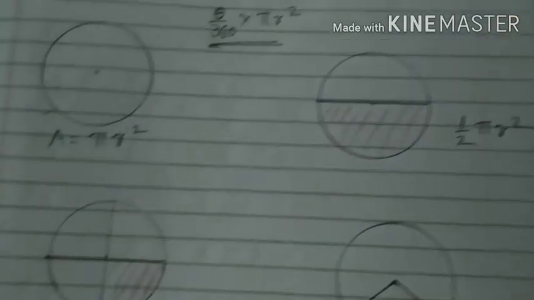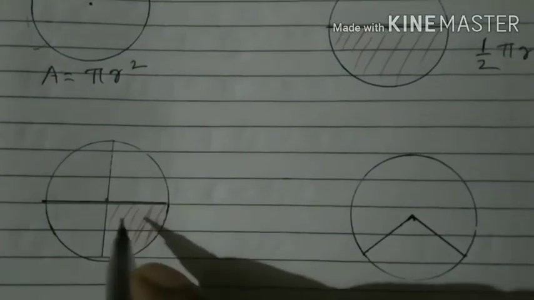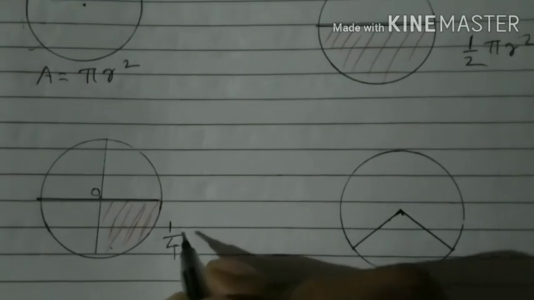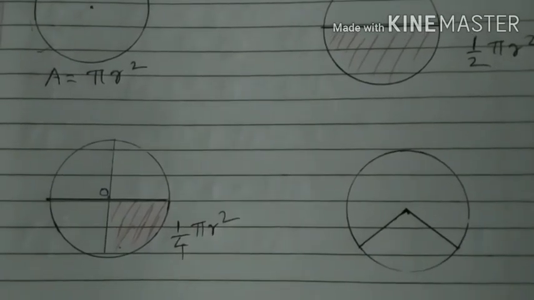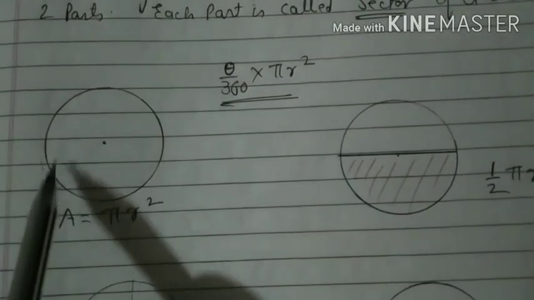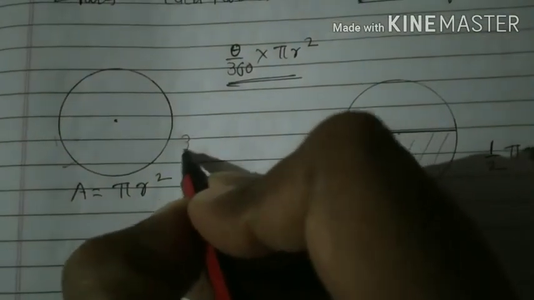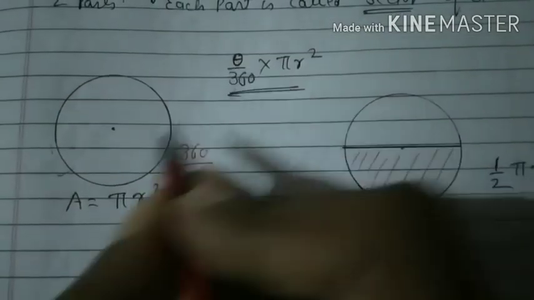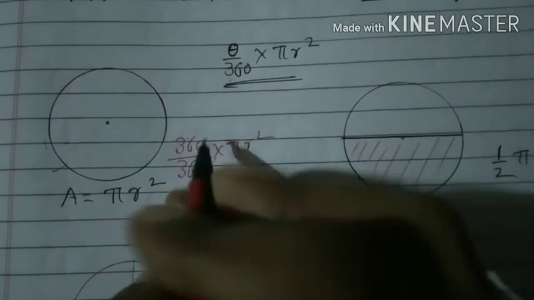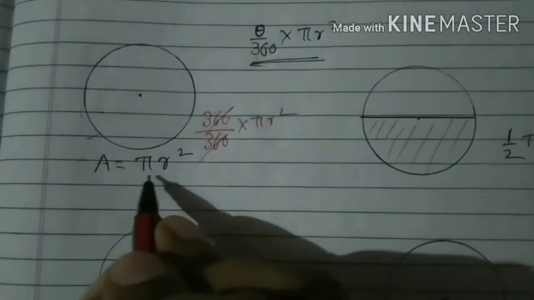Now here, again, I have divided the circle into four parts. If you want to find the area of this part, it will be 1 by 4 pi r square. Now I will explain using the formula theta upon 360 into pi r square. You know the full circle is 360, so theta is 360: 360 upon 360 multiplied by pi r square. The 360 cancels, 1 is left, so we get pi r square.